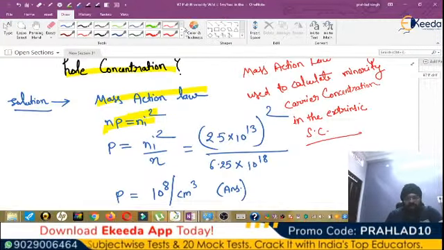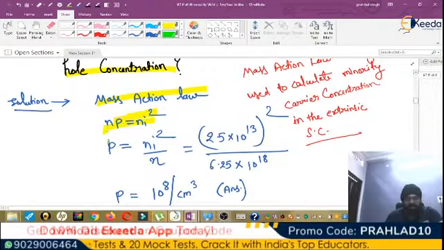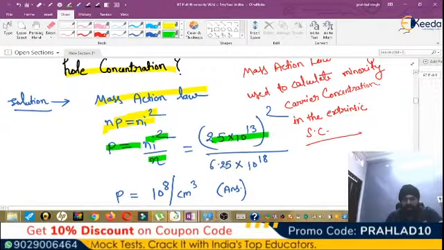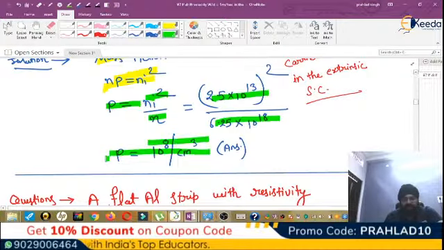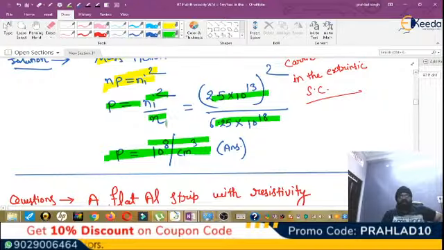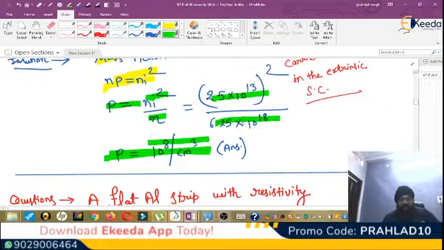So the value of hole concentration is Ni square by n, and it is equal to 10 to the power 8 per centimeter cube. We'll put the value of Ni, given as 2.5 into 10 to the power 13, squared, and divide by n, which is 6.25 into 10 to the power 18.